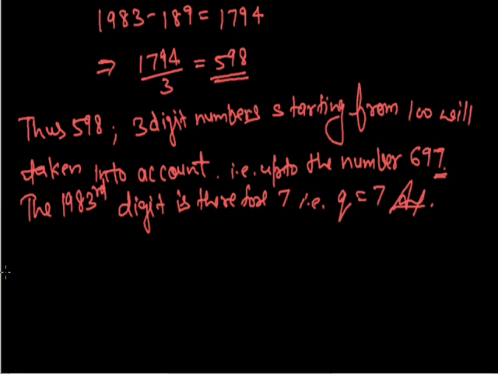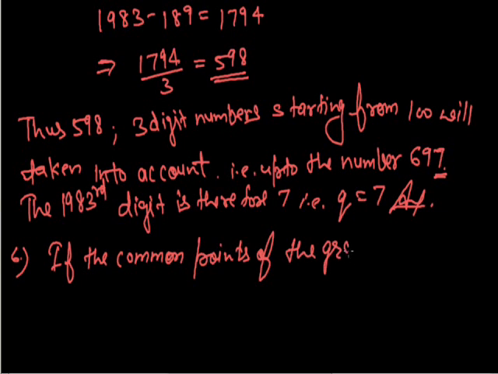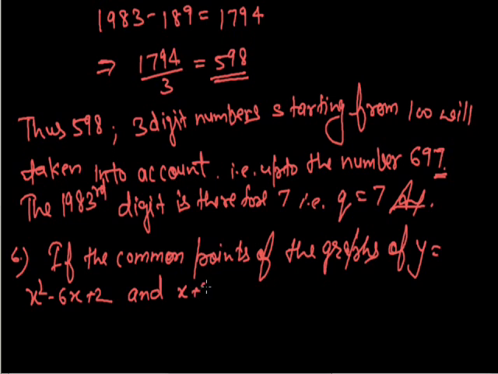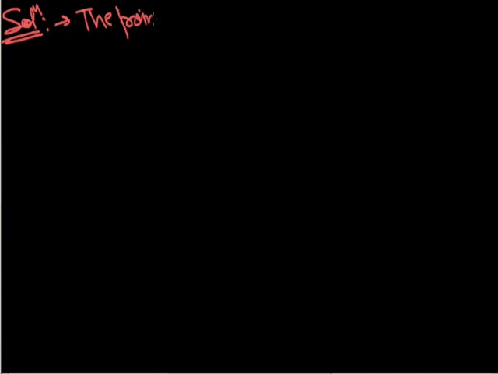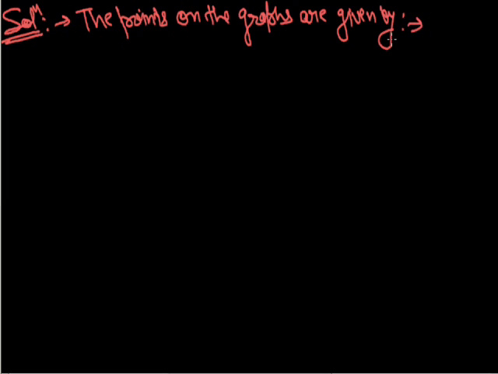Answer. Next question number 6 is given to us as: if the common points of the graphs of y is equal to x square minus 6x plus 2 and x plus 2y is equal to 4 are A and B respectively, then find the midpoint of A and B. The common points of the graphs are given by the solution of the equations.